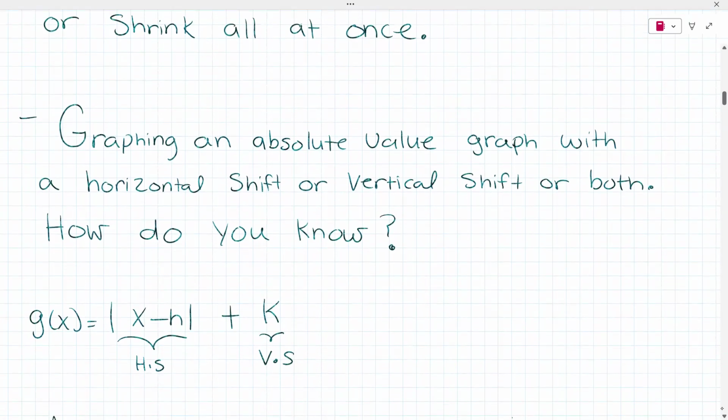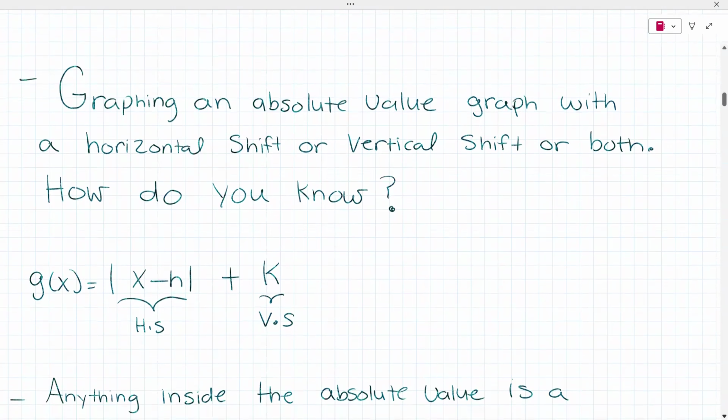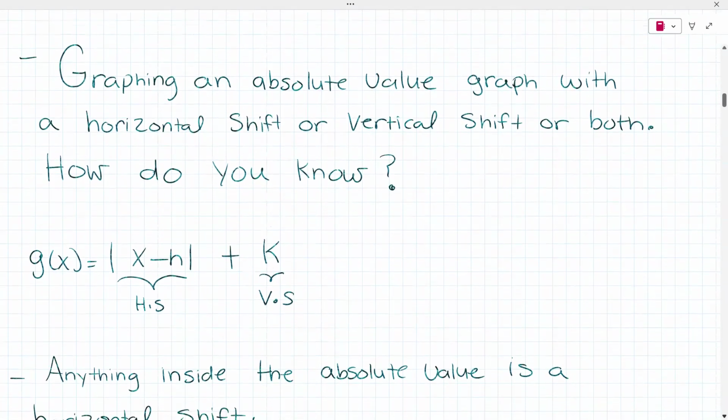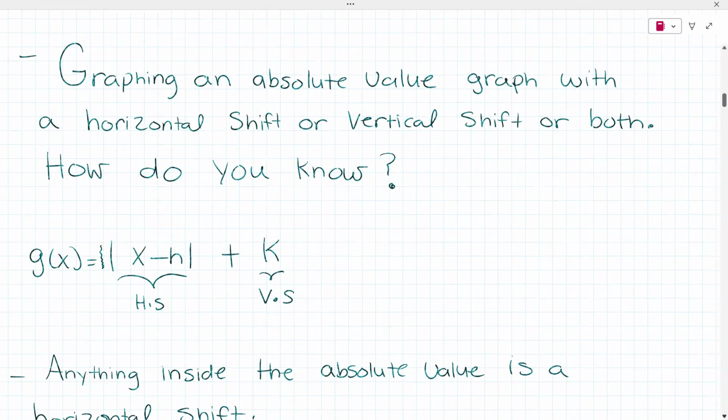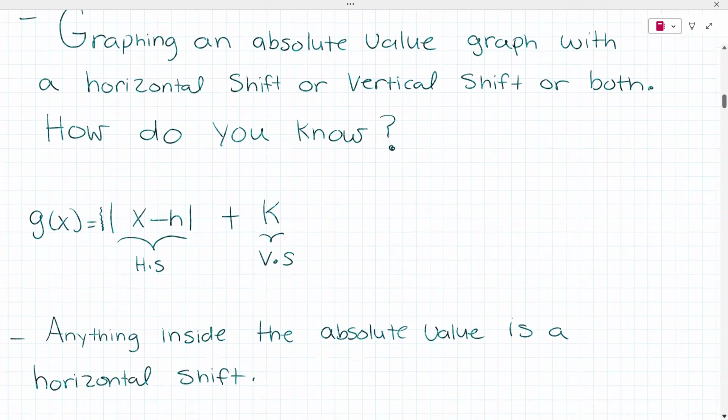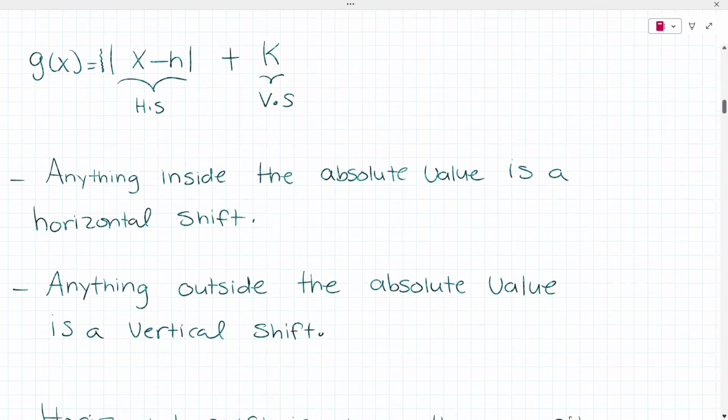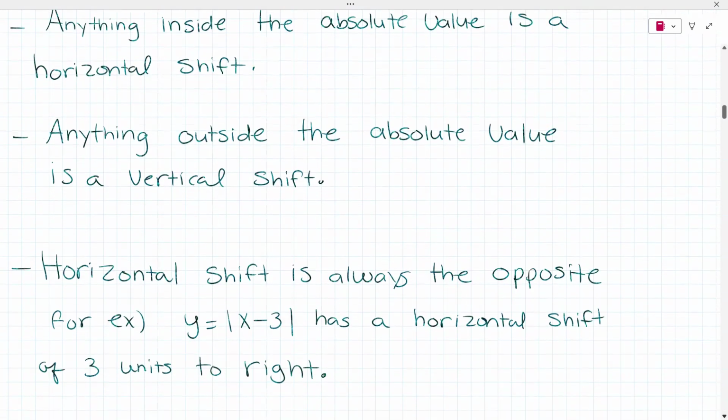So graphing an absolute value graph with a horizontal shift or vertical shift or both, how do you know if you have a horizontal shift versus a vertical shift? In a horizontal shift, it's usually inside the absolute value, right? And a vertical shift is outside the absolute value, not near the absolute value, but way outside. Anything inside the absolute value is a horizontal shift, and anything outside the absolute value is a vertical shift.